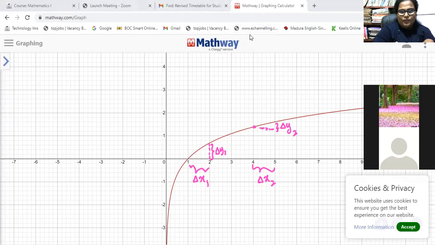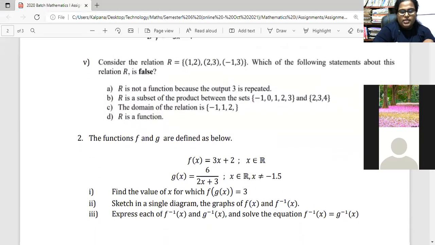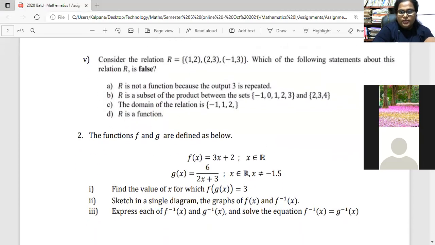So then we can go for our next question here. Let me show you the next question. This is the final question. Consider the relation R equals {(1, 2), (2, 3), (-1, 3)}. Which of the following statements about this relation R is false? You have to consider these statements and check which are correct and which are wrong.